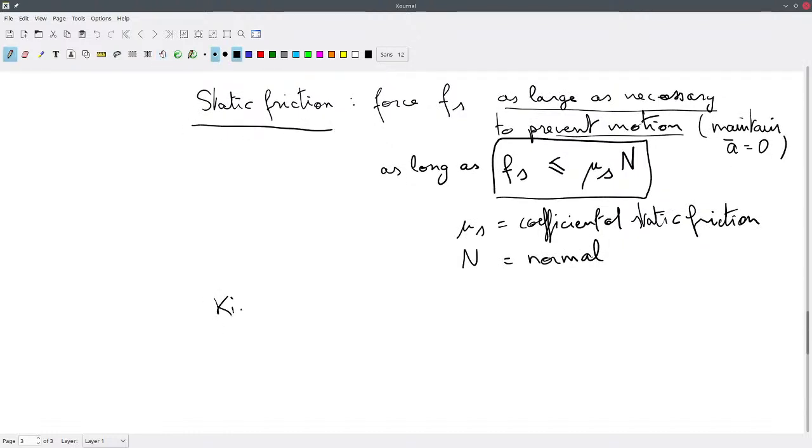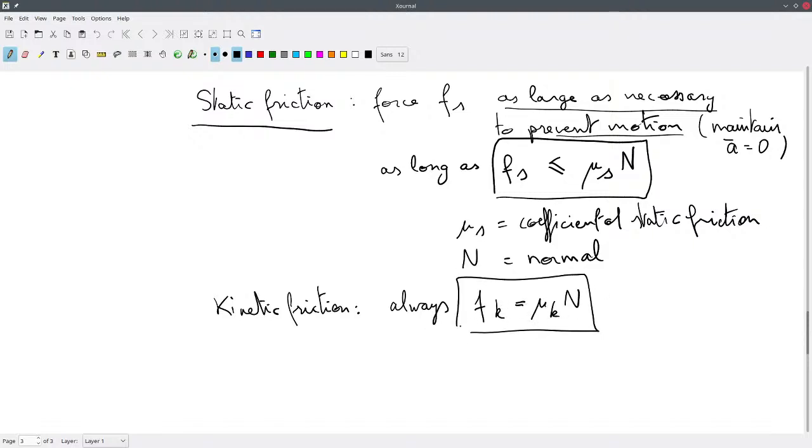And then kinetic friction. Kinetic friction Fk is mu k times the normal force. So the kinetic friction is always the same magnitude, no matter what situation. It's going to be mu k times the normal force, and this is the coefficient of kinetic friction.